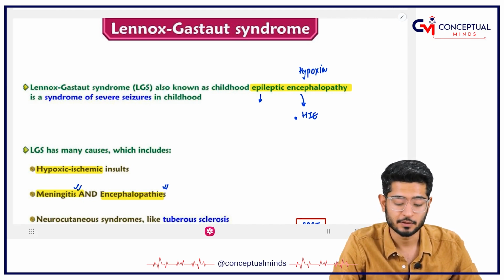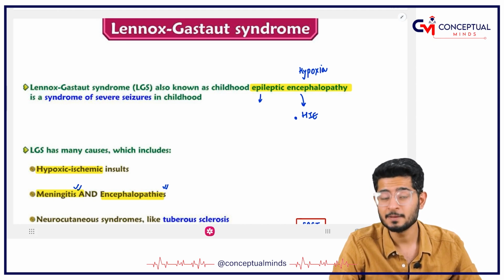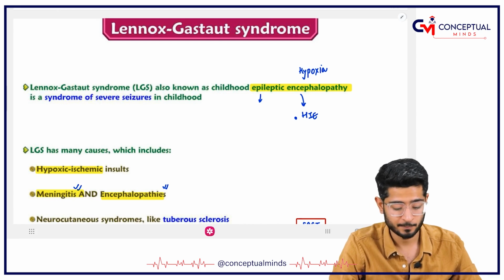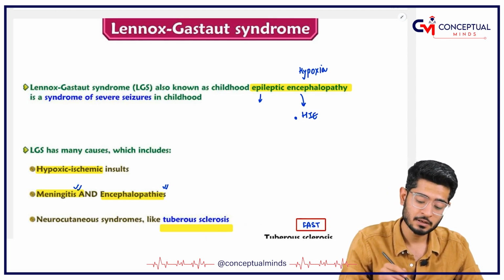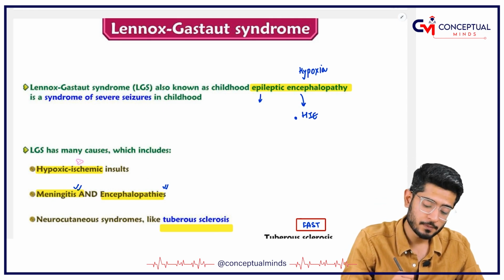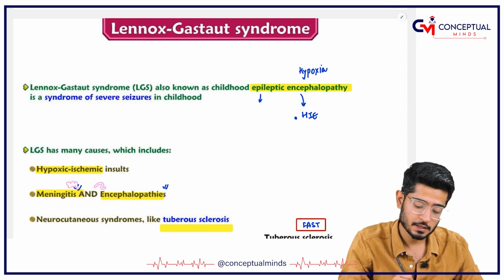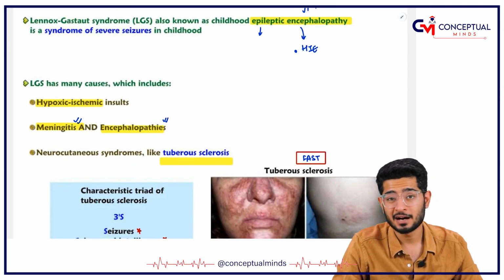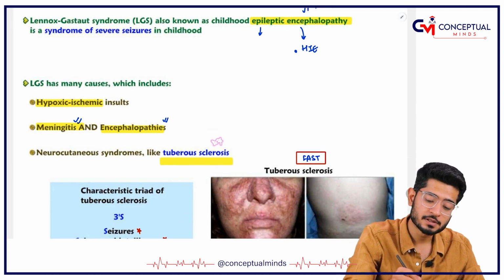So epileptic encephalopathy. Now, since it's an encephalopathy, please understand hypoxia is one of the factors which is responsible for causing encephalopathy. So, one of the causes or risk factors is hypoxic ischemic encephalopathy. And please understand that it is responsible for having two things again. One is meningitis, another is going to be encephalopathies. So, first of all, the cause can be hypoxic ischemic insults, other thing meningitis, other thing encephalopathies. And the other thing, the syndrome which LG syndrome is associated with is called tuberous sclerosis.